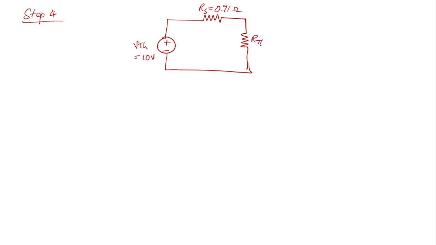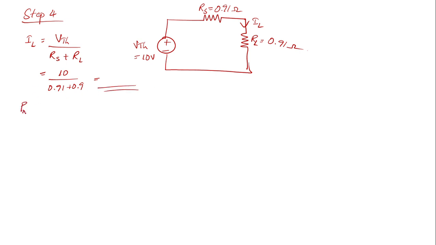And I have RTH is, or sorry, not RTH, it's actually RL. RL is equal to 0.91 ohm. And from this you can find out the current IL. So the value of IL would be VTH divided by RS plus RL. So that will be 10 divided by 0.91 plus 0.91, and you will get the value of the current. But I think the value of the load current has not been asked. So if you want, you can solve it.